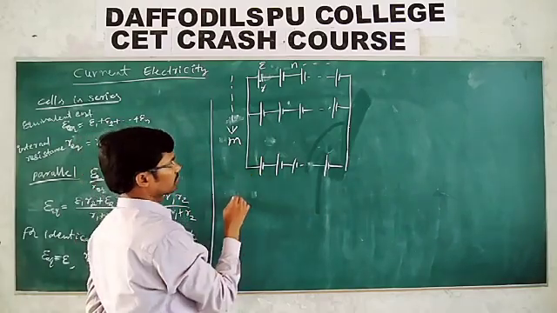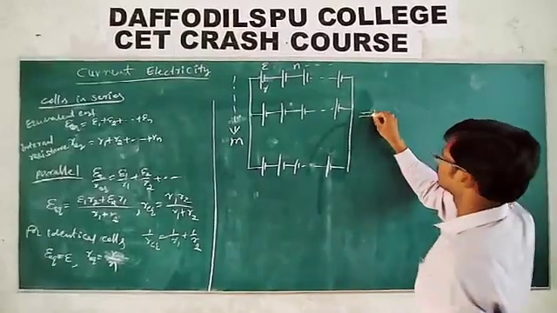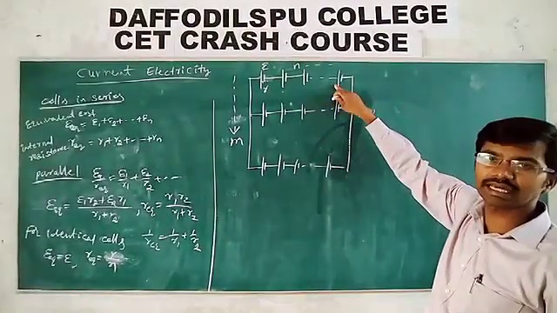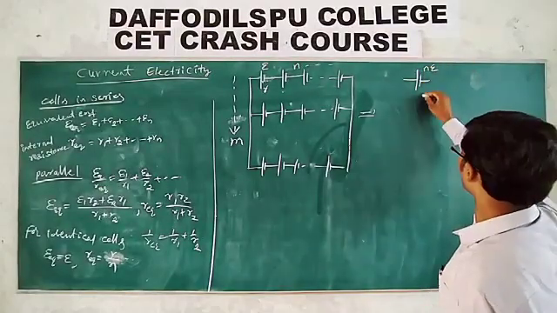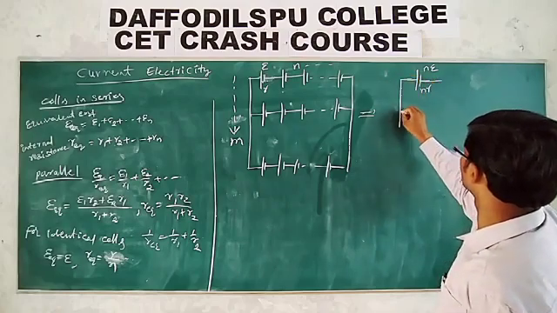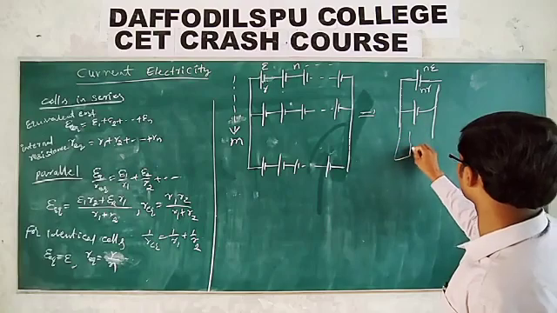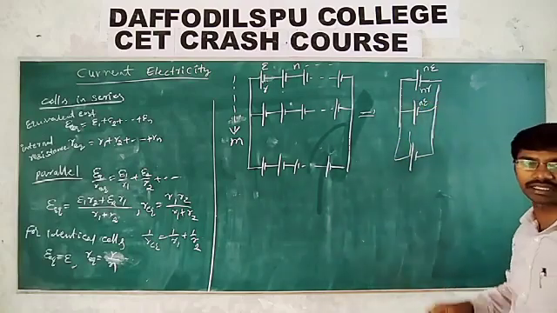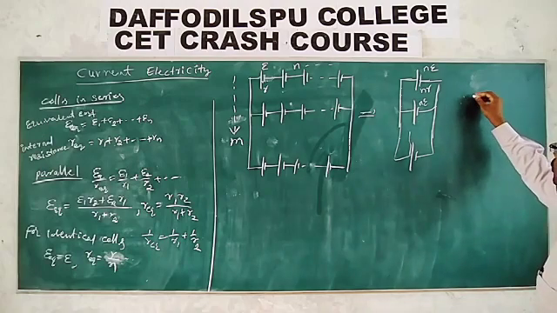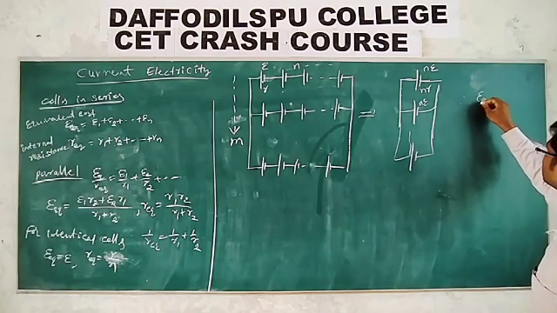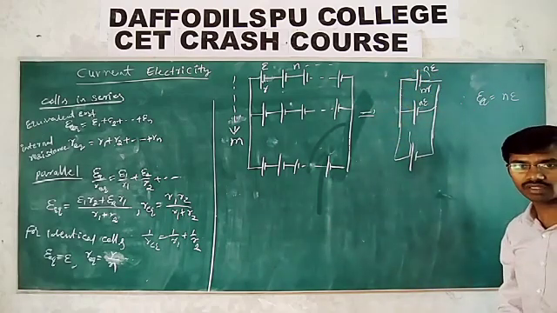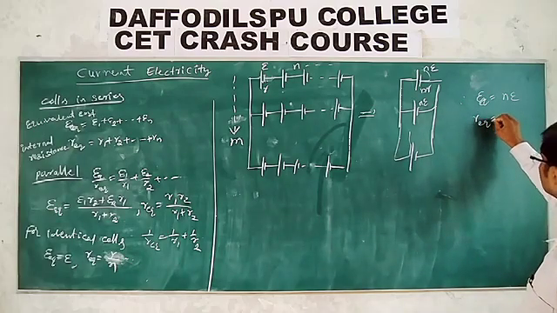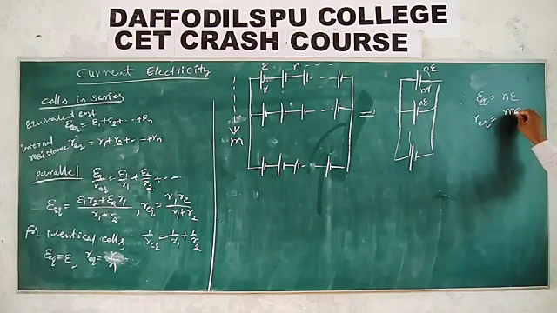Now, what is the equivalent EMF? For a single row, n cells in series, the equivalent EMF is n E, and the equivalent resistance is n r. We have m such combinations, and each combination has EMF n E. Therefore the equivalent EMF is n E, the EMF of a single row, whereas the equivalent internal resistance is n r by m, for m combinations.